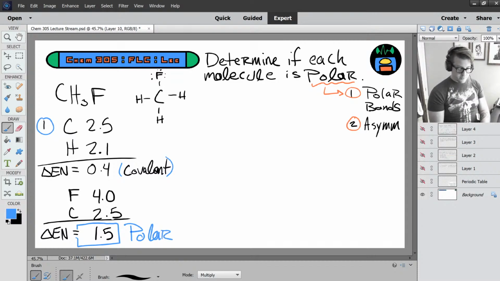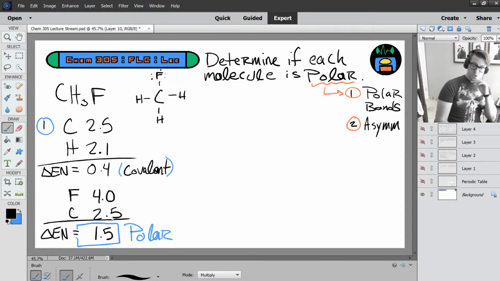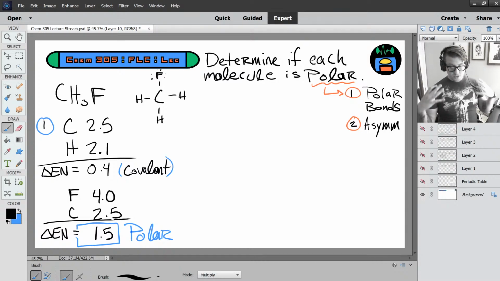So our carbon-fluorine bonds are polar. Now, to determine whether or not a molecule is polar, it doesn't say that all the bonds have to be polar. We just need to know, does it have polar bonds? And we do have one polar bond. So step number 1 checks out.